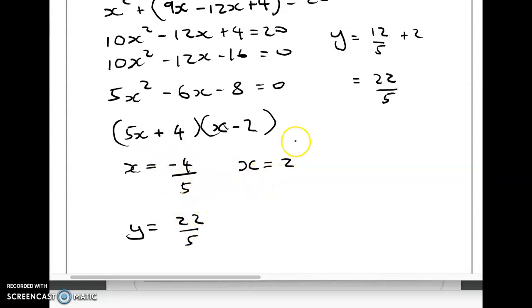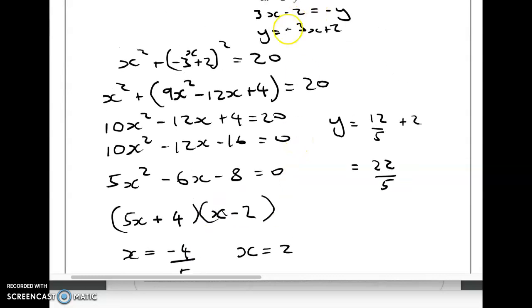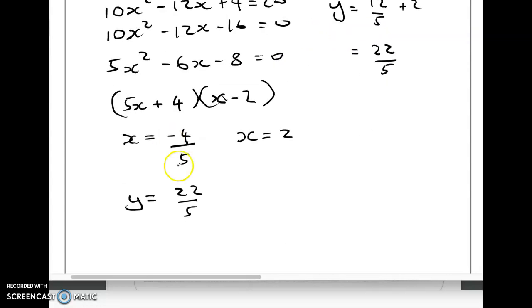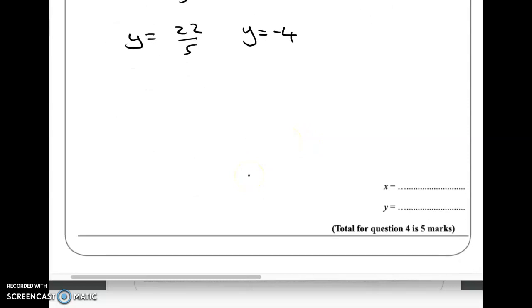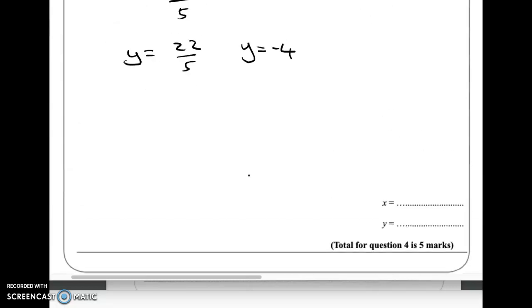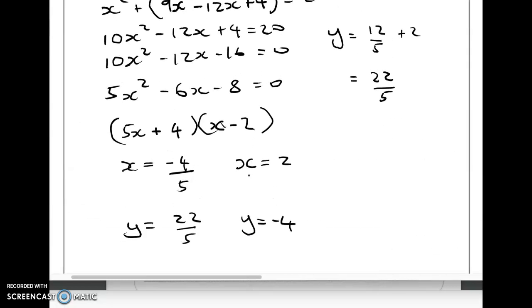But when x equals 2, minus 3 times 2 is minus 6 plus 2 is minus 4. And y equals minus 4 when x equals 2. Okay, I'm going to do... No, that will do. Yeah, okay.